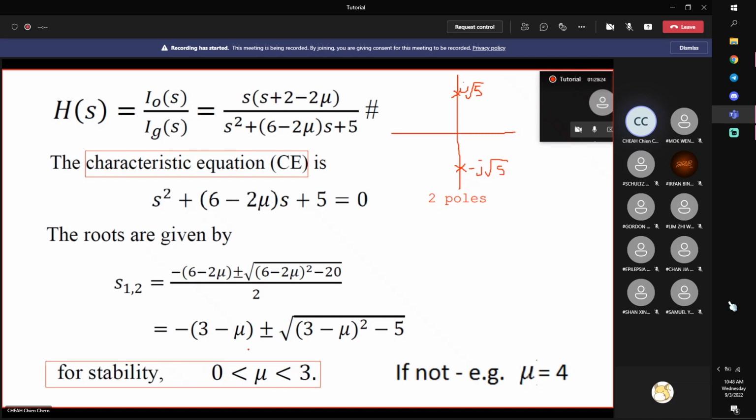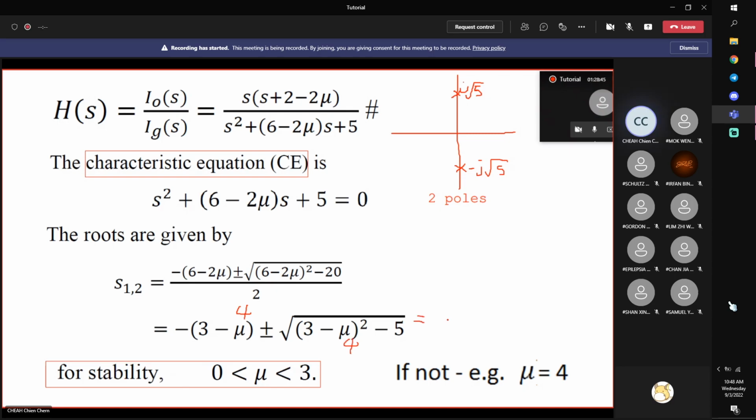So you are on the imaginary axis. Remember, stability must exclude the imaginary axis and the right half plane. So therefore, mu equal to 3 is excluded. This is strictly less than. How about 4? You check 4. You put 4 here.